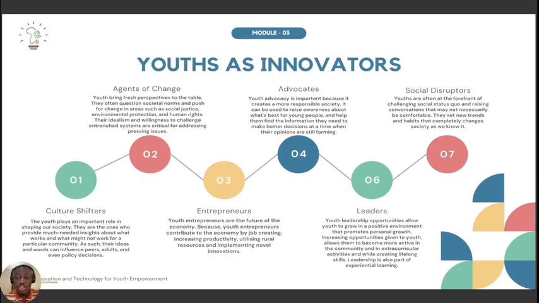Then finally, youths are social disruptors because they are often seen at the forefront of challenging social status quo and raising conversations that may not necessarily be comfortable for the older generation. So they set new trends and habits that completely changes society as we know it.